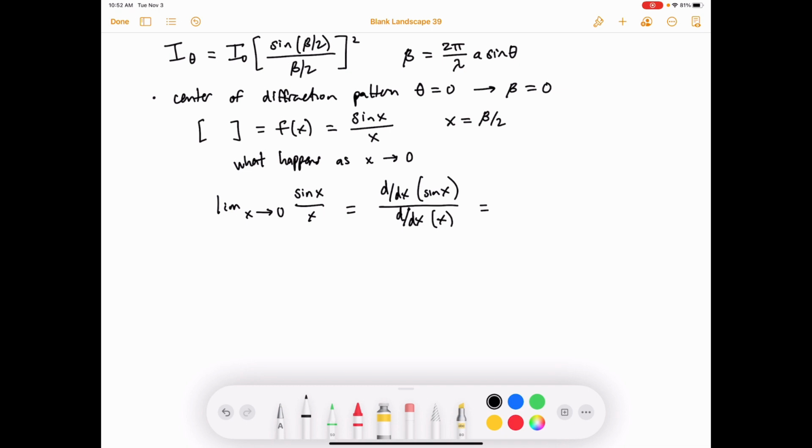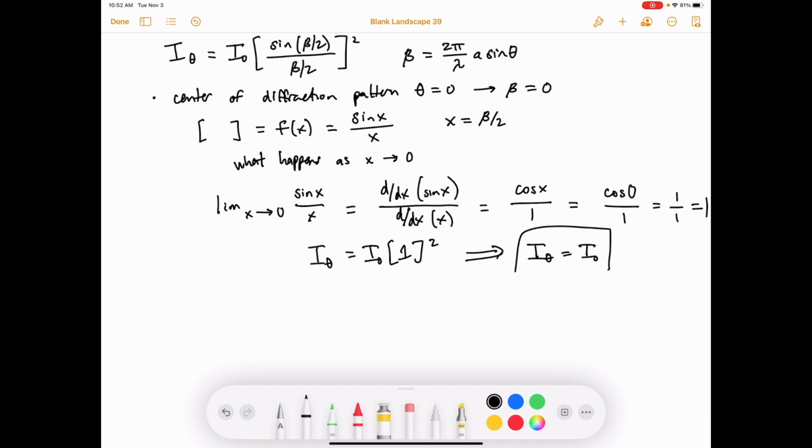So the derivative of sine x gives us cosine x. The derivative of x gives us 1. And so when we plug in 0 for x, we have cosine 0 divided by 1, which is just 1 divided by 1, or 1. So we have I theta equals I0 times 1 squared. That proves the result we were trying to show, that I theta is equal to I0 at the very center of the screen.